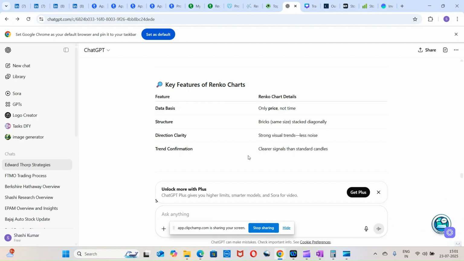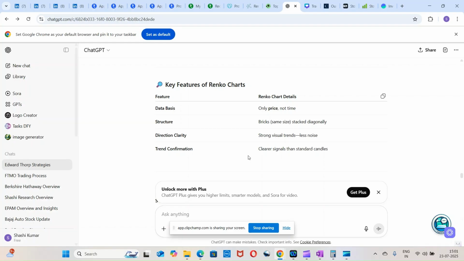So yeah, what is a Renko chart? The key features of Renko charts: it is based on price data only. Only price is considered, not time. In terms of structure, bricks are used, which are stacked diagonally, and bricks of the same size are used. And directional clarity, this is the main thing.